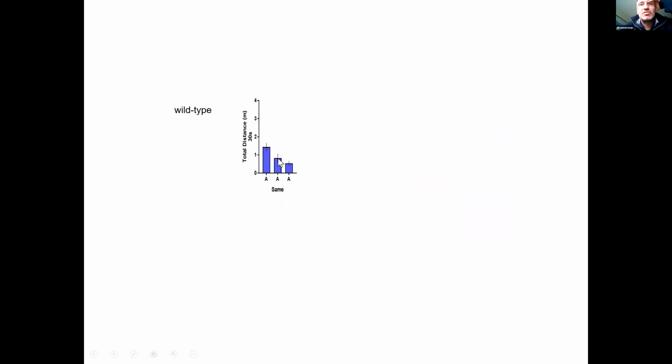So their levels of exploration go progressively down across the 3 trials. When we replace context A with context B on trial 3 here, you can see that the levels of exploration go back up, demonstrating that this habituation is stimulus specific. It's based on a memory of stimulus A, and it's not just a general change in arousal or fatigue.